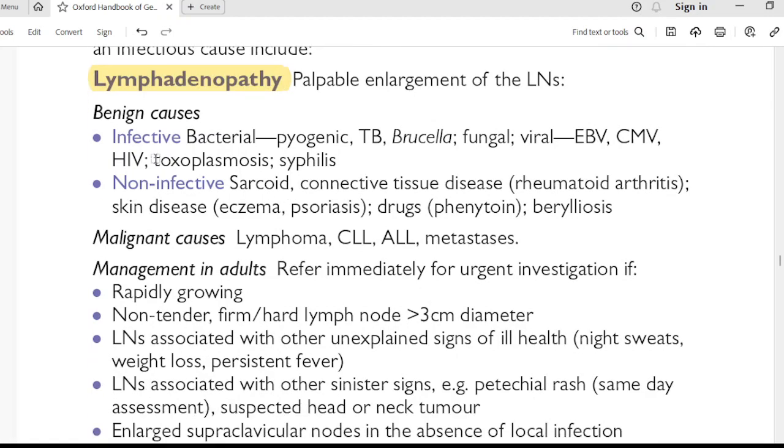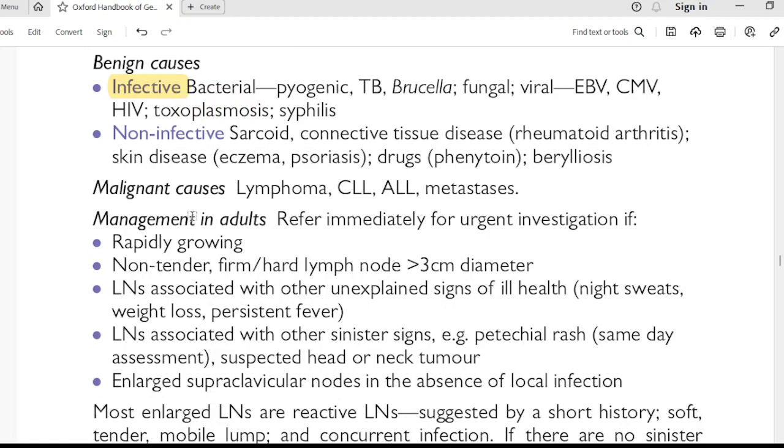Benign causes, infective causes, bacterial, pyogenic, tuberculosis, brucella, fungal, viral infections causing lymphadenopathies, Epstein-Barr virus, cytomegalovirus, HIV, toxoplasmosis, syphilis. Non-infective: sarcoid, connective tissue disease, rheumatoid arthritis, skin disease, eczema, psoriasis, drugs, phenytoin, berylliosis.